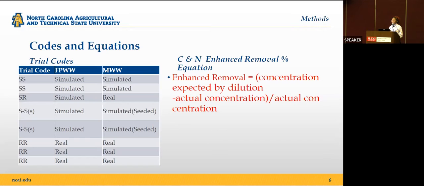We also have the equation for enhanced removal of both carbon and nitrogen, in which we took the actual concentration from the concentration expected by dilution, and we divided by the actual concentration. And to get the percentage, we multiplied that by 100.